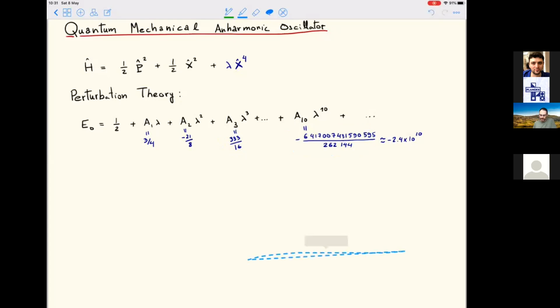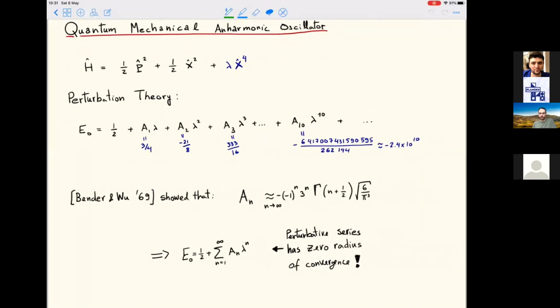In fact, Bender and Wu in '69 studied this series up to, I think, order 75. And they showed that the large order behavior of these coefficients is like that. So it grows factorially. This gamma function, remember, is more or less like a factorial. So it grows with n very, very fast.